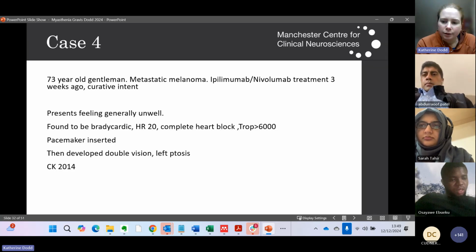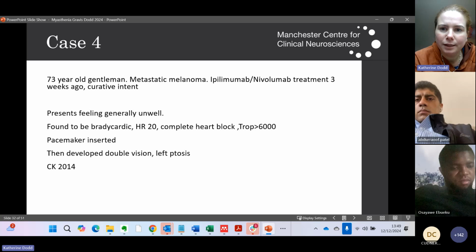Okay, let's move on to another case. Oh, we've only got 10 minutes left. 73-year-old man. He's got metastatic melanoma. He's had ipilimumab and nivolumab treatment 3 weeks ago. Planned to be curative. So this is quite specific because this is a real case.